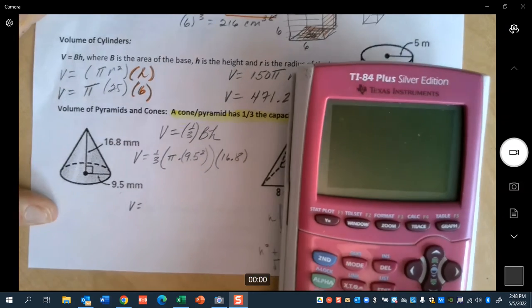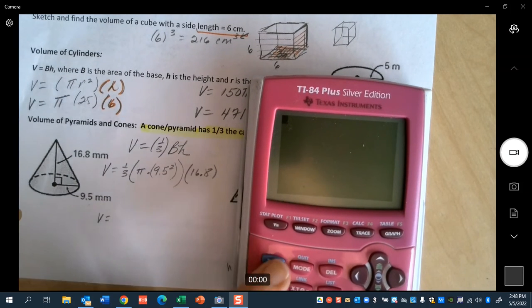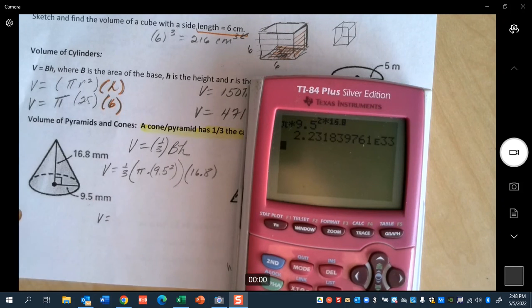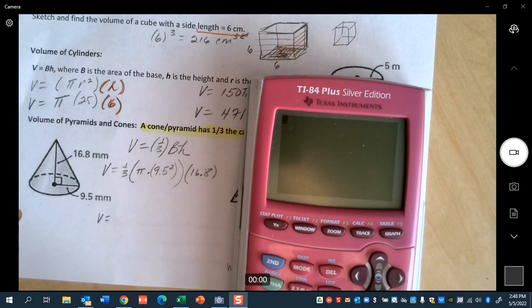So let's see how you did. The way I like to do this is I like to do pi times 9.5 squared times 16.8. I messed up. See how it's all up in the square? That's not what I want. Let's try it again.